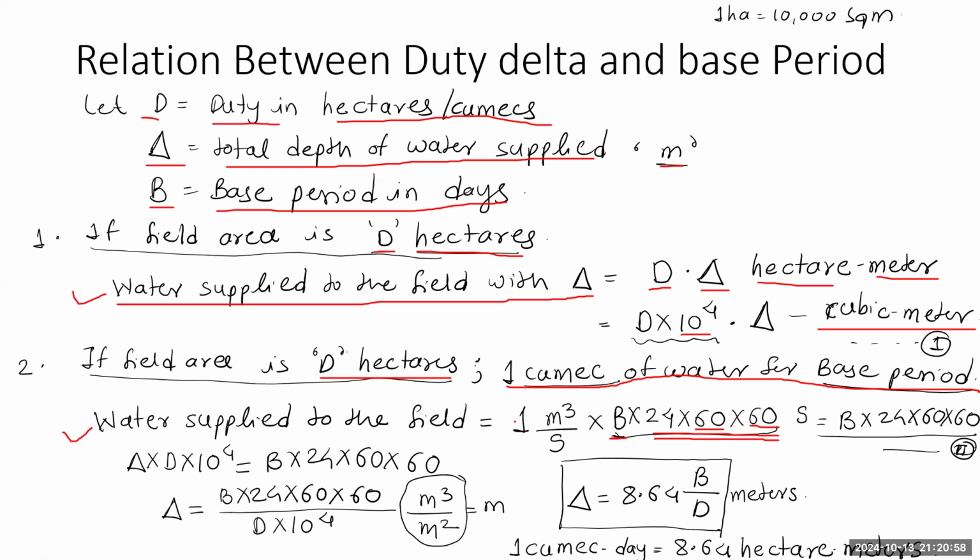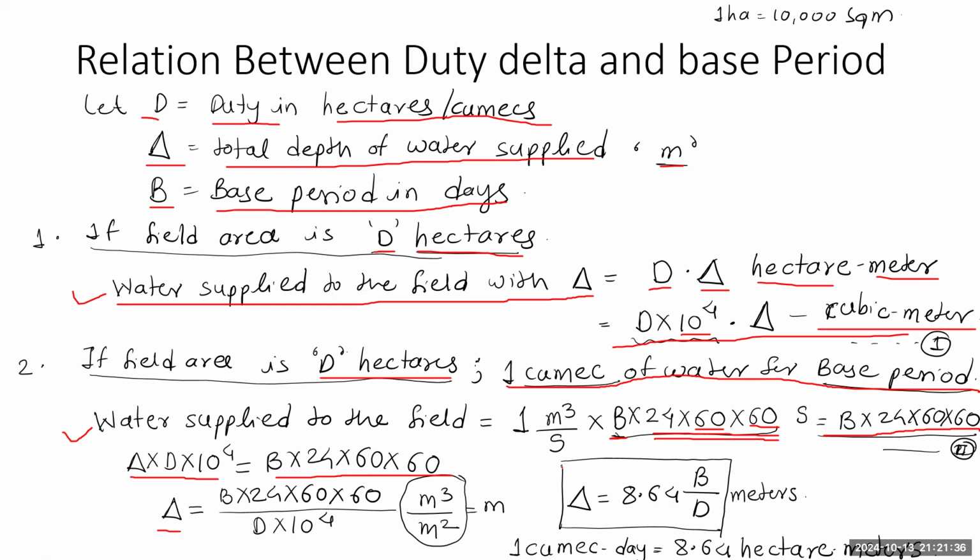Into 1. Now, equation 1 is D into 10 raised to 4 into delta. And equation 2 is B into 24 into 60 into 60. These two equations are the water supplied to the field. So let us equate these two equations. First is D into 10 raised to 4 into delta, and second is B into 24 into 60 into 60. Now by solving this, we can find an expression for either delta or D or B.